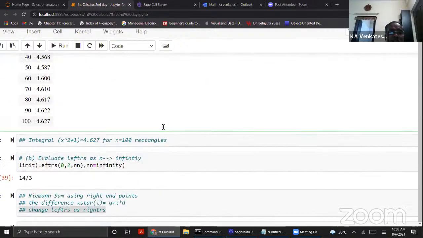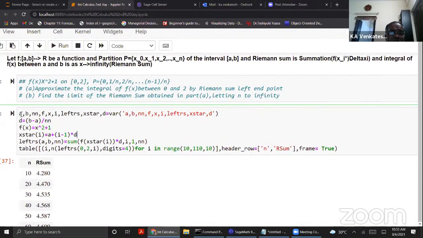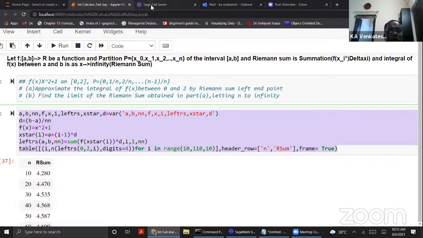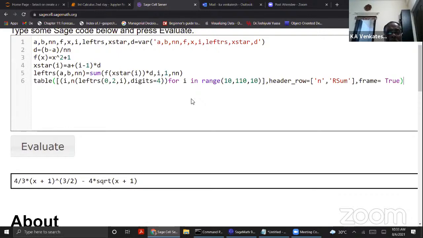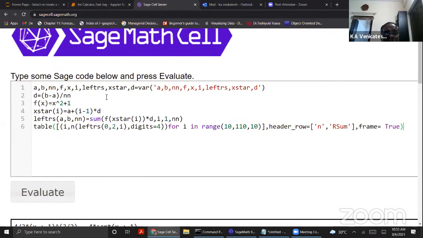Now what you can do is this one. This is for the left endpoint, the left Riemann sum. Now here you have to do it as right. Instead of -1, you remove the -1 and do this. You change it to a right Riemann sum. What is the value you are getting?